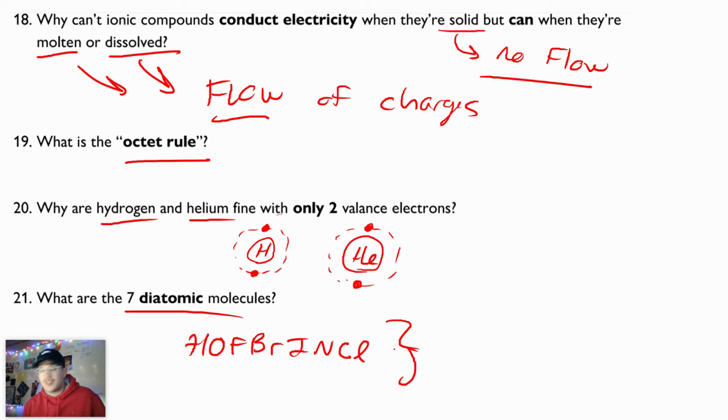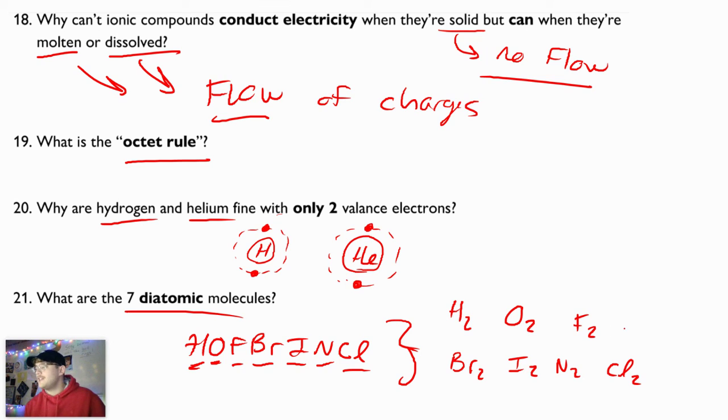So these are all diatomic molecules. What's diatomic mean? What does the prefix di mean? 2. What's atomic mean? Atoms. So these guys exist in pairs. So hydrogen, the H, is H2. Okay, that's hydrogen. Hydrogen gas that we breathe in is actually H2. It's bonded to itself. Oxygen gas that we breathe in is O2. Fluorine is F2. Br, bromine, Br2. I2, N, N2, and Cl, Cl2. All of these atoms, when they're alone, cannot exist alone naturally. They have to bond to themselves. So we call them diatomic molecules.